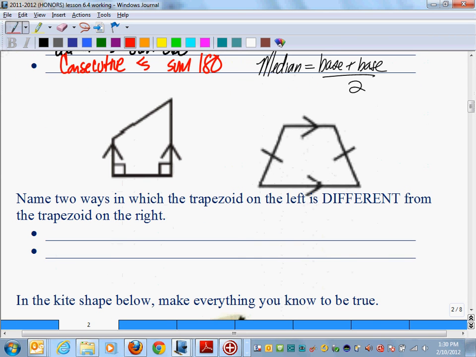What makes an isosceles trapezoid different? Look over here. Here's an isosceles trapezoid. There's actually 3 things I'd like you to write down here in the margin. Congruent, congruent, and congruent. There should be a 3rd bullet there.